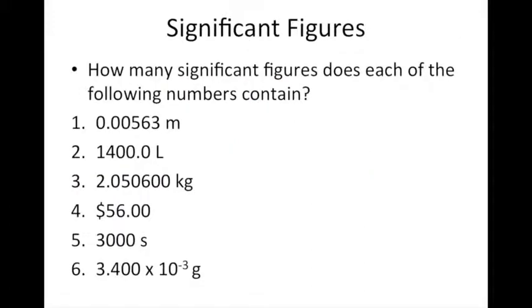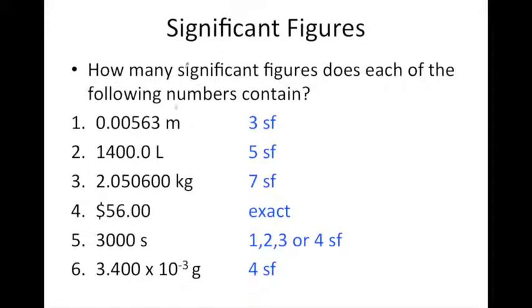So let's take a look at this problem. Pause the video and see if you can determine how many significant figures are in each of these numbers. Go ahead and pause the video. So for the first number, we have 3 sig figs. Again, our leading zeros are not significant.